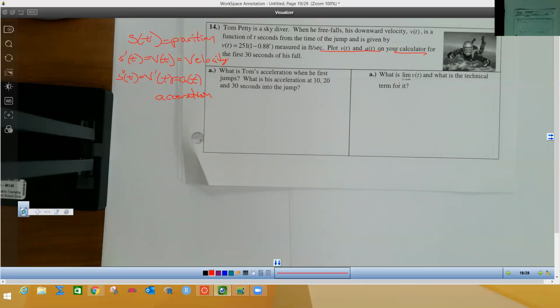So I'm going to graph these, and I got a feeling I'm going to have to change my window. I know I am. So I'm going to change my window right now. So anyway, we're talking about Tom Petty being a skydiver. And if you look at that 251, that's telling me that I'm going to have probably a fairly good sized number for Y value at the top. So I'm going to change, and I want the first 30 seconds. So I'm going to change my X. X is my seconds.